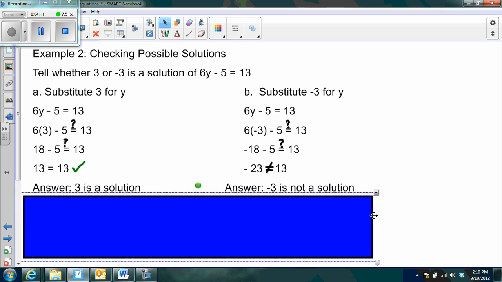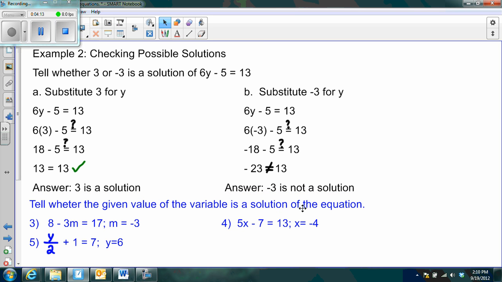So I want you to use this method to tell whether the given variable is a solution for the equation. So for example, in the first one, you have 8 minus 3m equals 17. When m equals negative 3, is this m equals negative 3 an actual solution or not a solution? So do that for the following 3 problems. Press pause now.